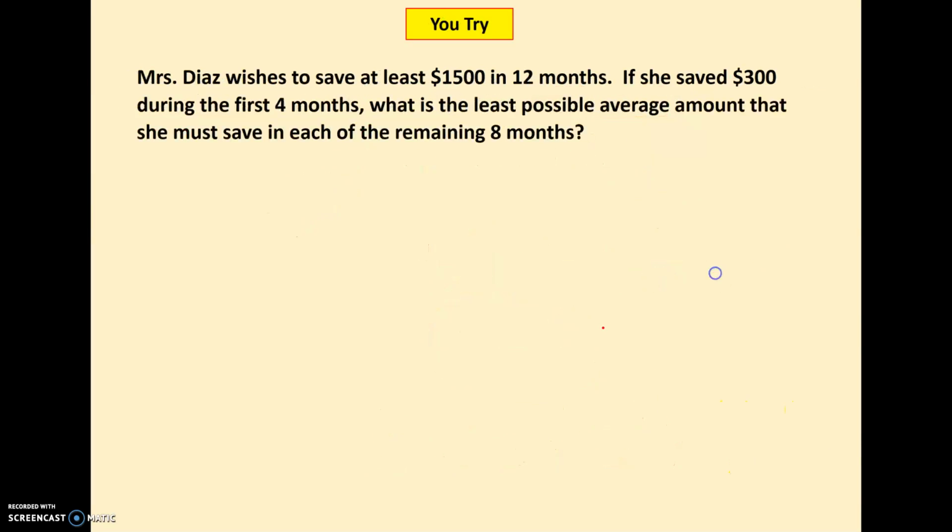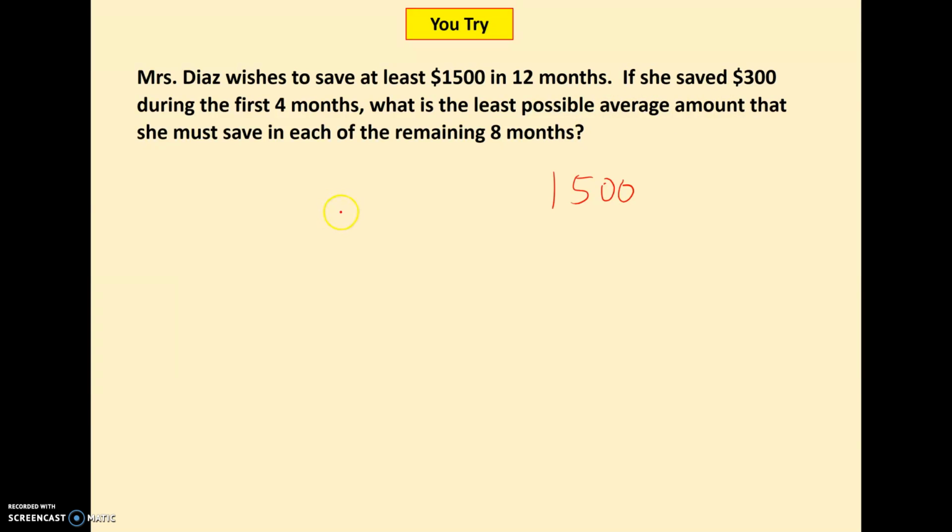Okay, perfect. So this one's a You Try, so go ahead and solve it by yourself and put it on pause. Okay, so she wishes to save at least $1,500 in 12 months. So I know $1,500 is the minimum that she wants. If she saved $300 during the first 4 months, what's the least possible average amount that she must save in the remaining months?